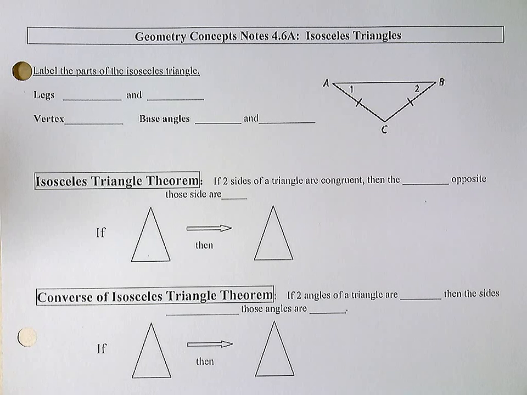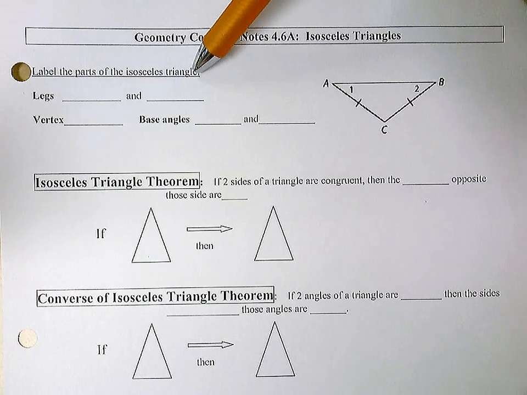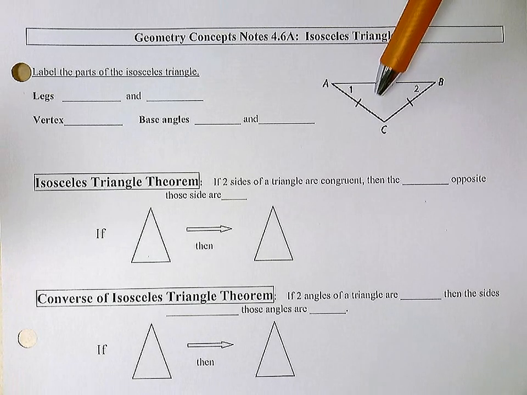Okay, we're talking about isosceles triangles. That's when you have two sides of your triangle congruent to each other. Two sides of your triangle congruent to each other. So we are going to label the different parts of this isosceles triangle.